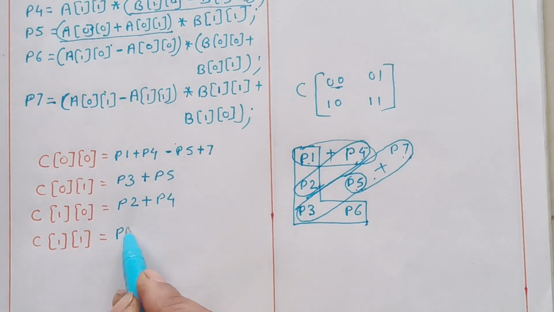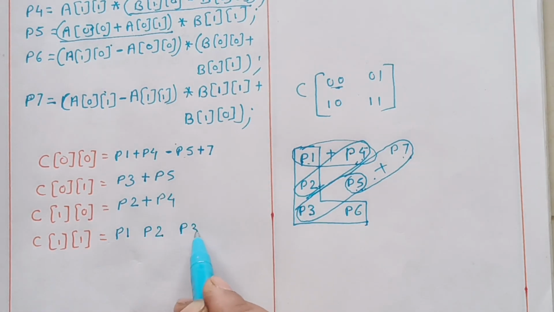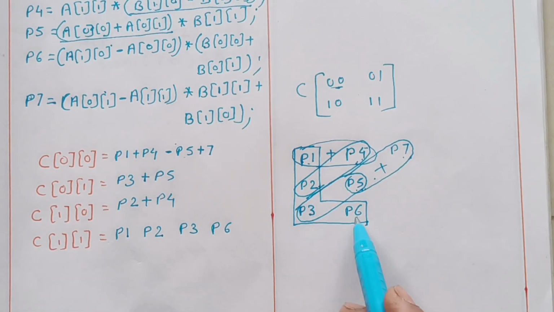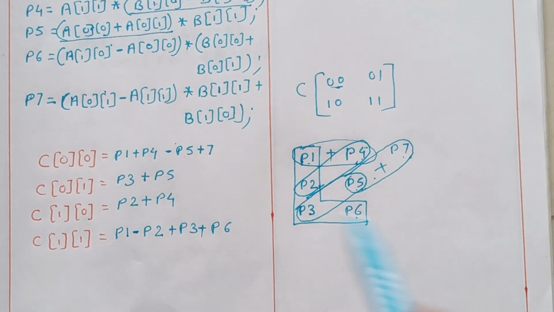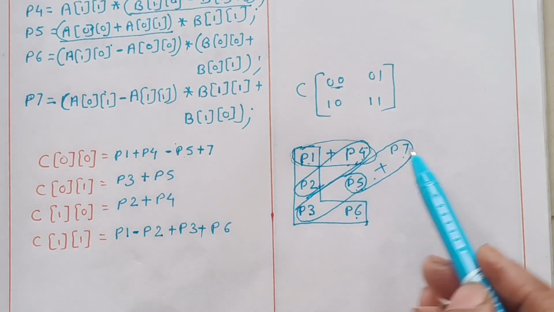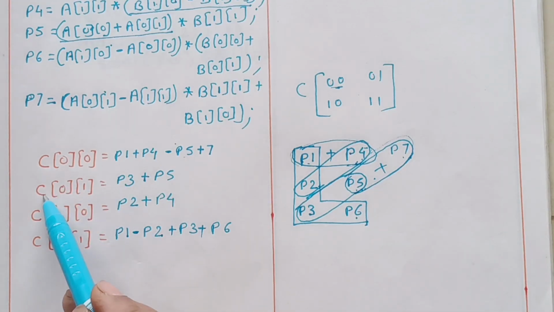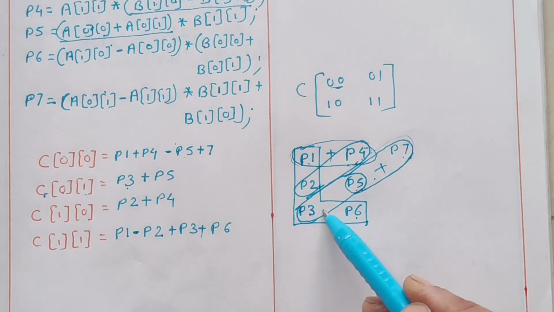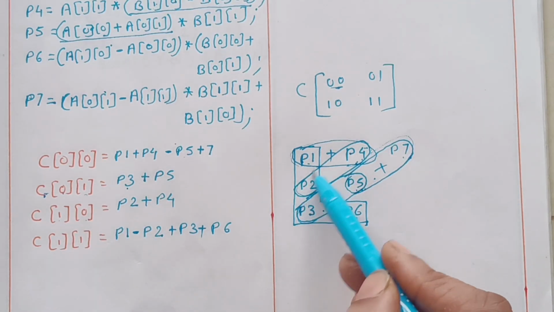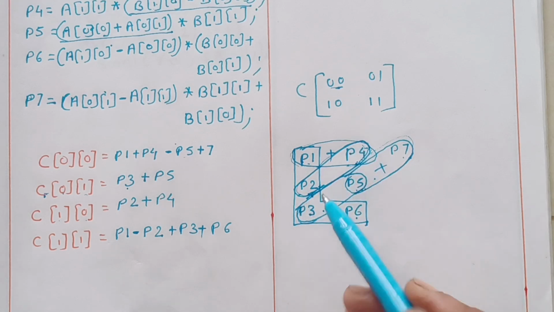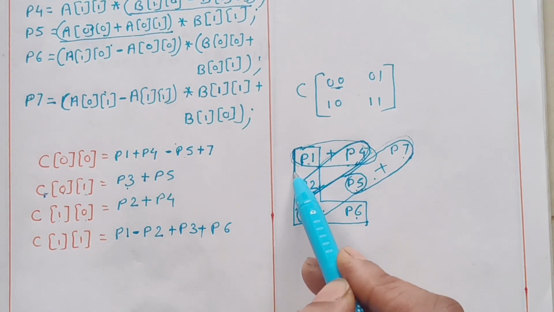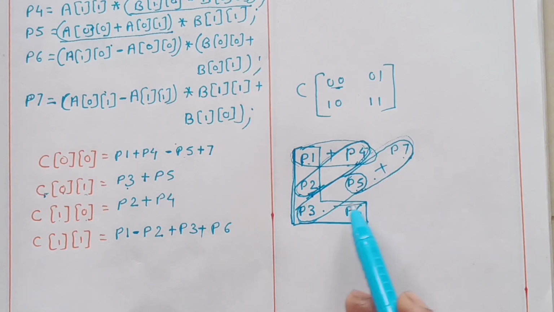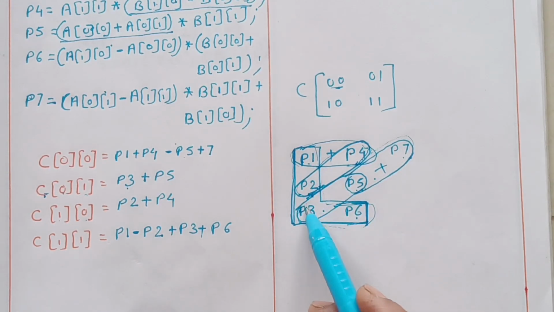So P1, P2, P3 and P6 will come. Okay, P1, P2, P3 and P6. Only here you have to put minus and here plus sign. Yes, got it? So C00 will become what? P1, P4 minus P5, P7. And the second element, 01, is P3 plus P5. This last diagonal you have to use. And 10 means this second diagonal, means first diagonal you have to use here. And C11, you have to write down the first column, whole column, and next however many elements are there you have to take down. Yes, got it? So P1 minus P2, P3 and P6 you have to write down here.